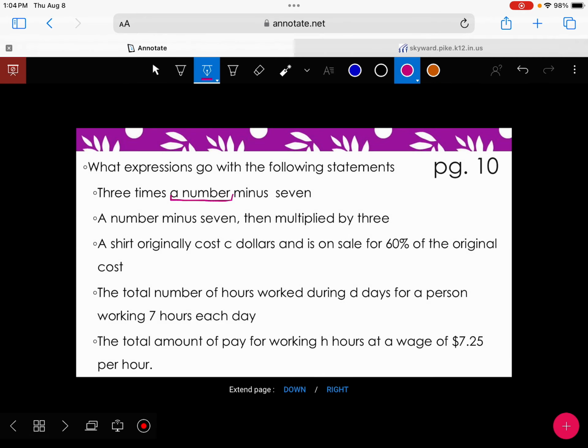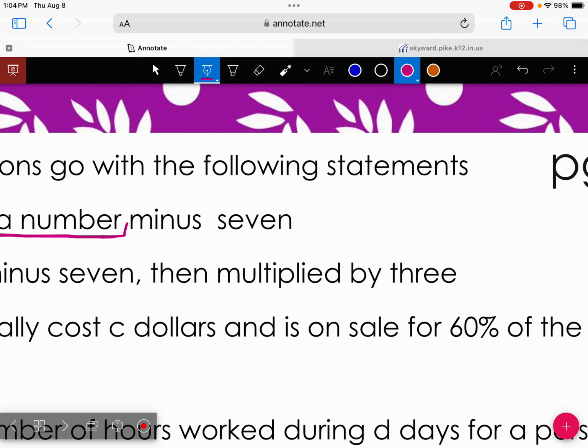I'm just going to write things up here so that we can see them. So this is 3 times some number. I'm just going to use an n for right now because it's called a number. And then minus 7, like this. So 3 times the number minus 7. That would be how we would write that as an expression.